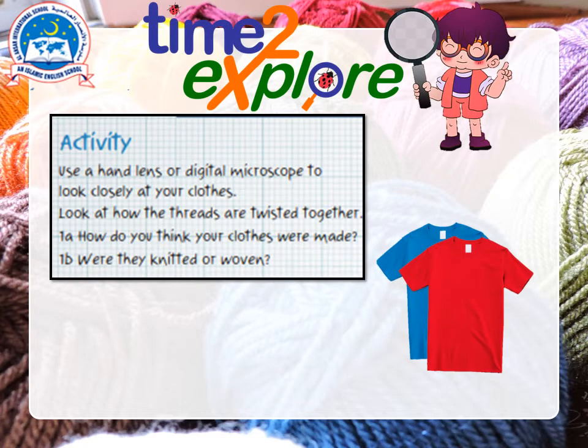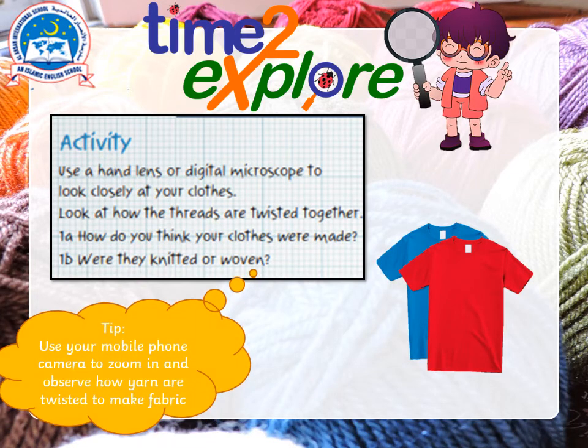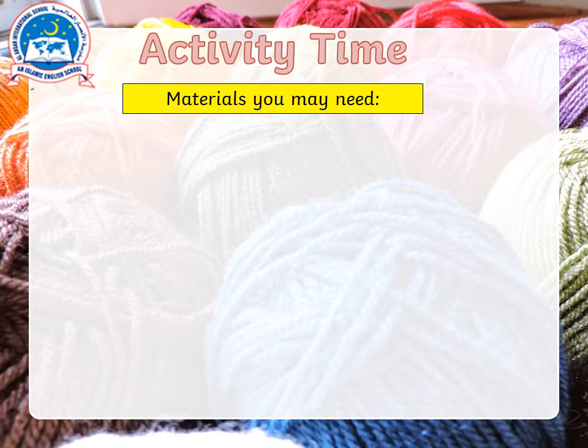Let's explore. I want you to have a magnifying glass with you and try to look closely at your clothes. Look at how the threads are twisted together. If you do not have a magnifying glass, use the camera of your mobile phone. Try to zoom in and observe how yarns are twisted together to make a fabric. Can you see any knots or woven or knitting patterns in your fabric? Try to explore different types of fabric around your home.